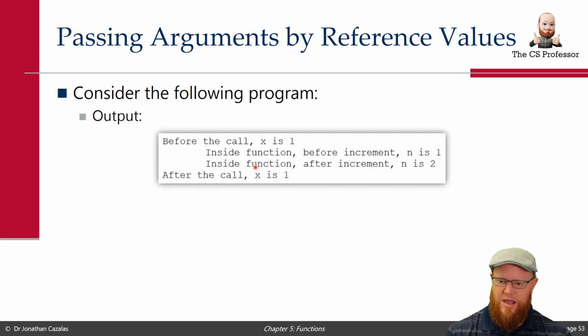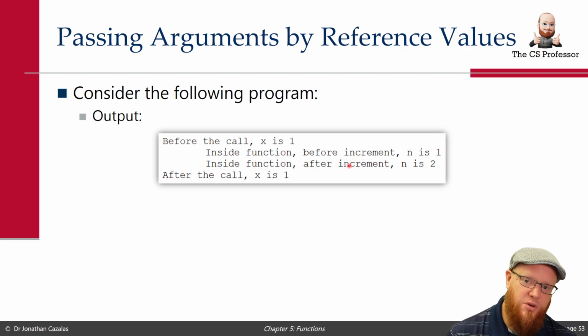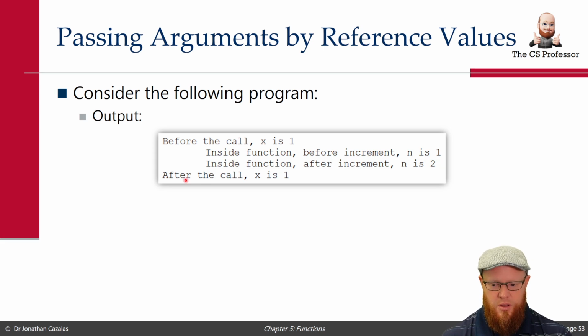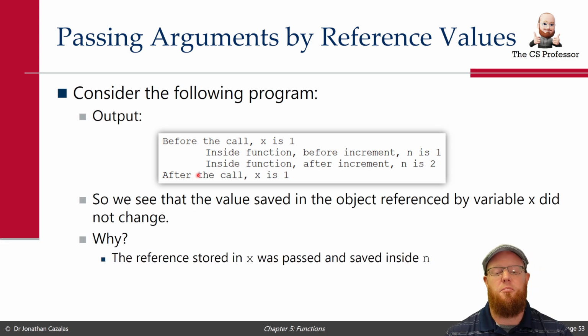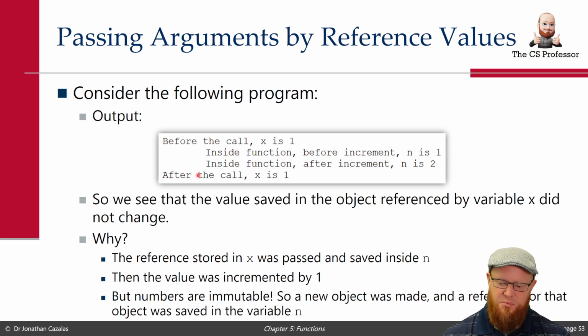So this is the output here. Before the call, x is 1. Inside the function, before incrementing, n is 1. Inside the function, after incrementing, n is now 2. But after the call, x is still 1. So the value that was saved in the object that was referenced by x did not change. Why did it not change? Because numbers are immutable. That's what's important. Numbers are immutable, and therefore it absolutely did not change.